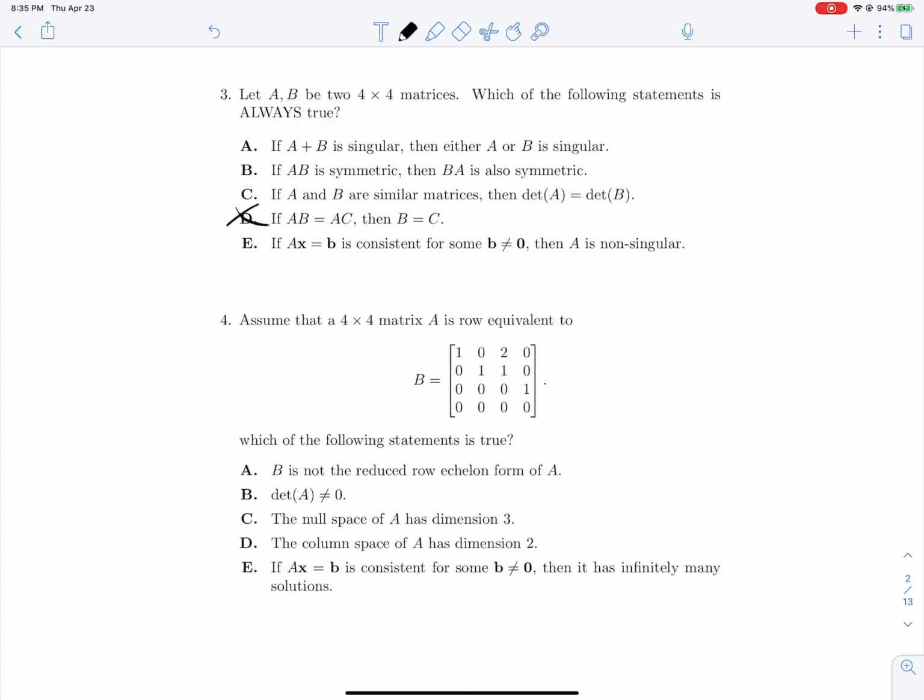What about B? Yeah, I really am skipping around. If AB is symmetric, then BA is also symmetric. Well, this is in the same camp of A, which is if A plus B is singular, then either A or B is singular. The camp of just these really iffy, "I'm not sure, that sounds like it could be true" answer choices that they love putting on these questions.